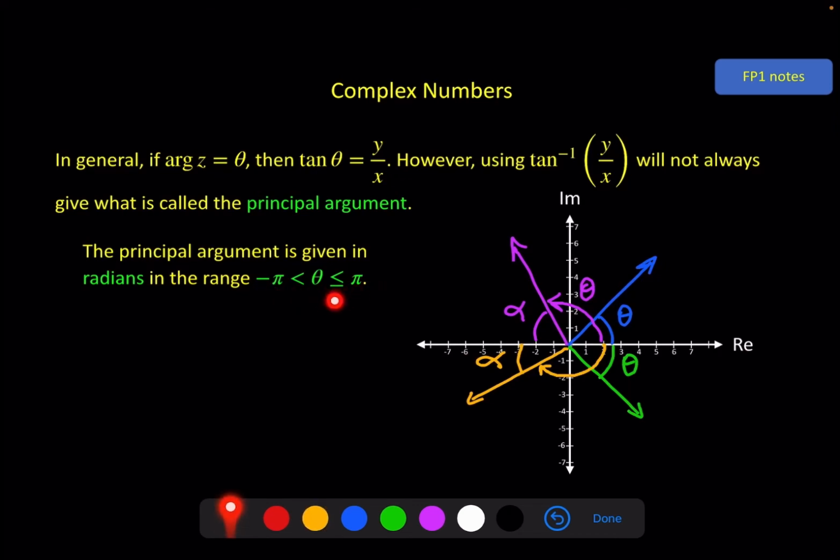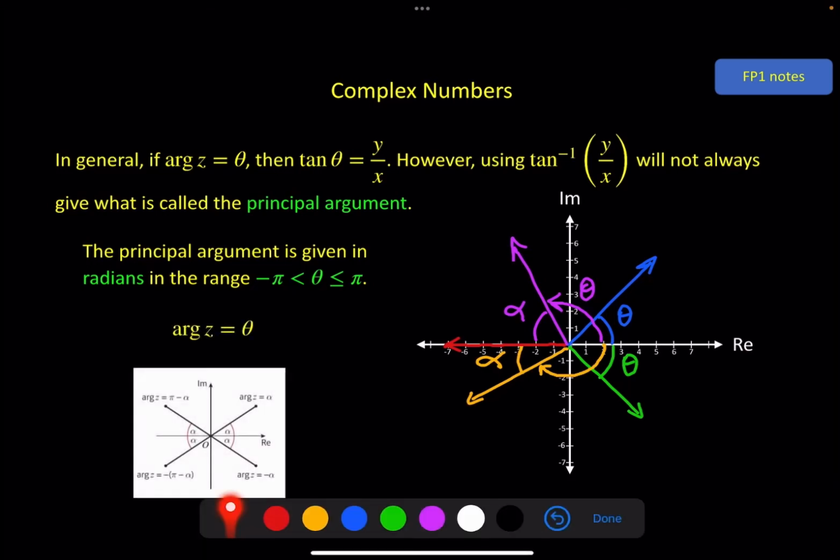And you can see from the inequality symbol here and here that if your number happens to be on the real axis, a negative real number, for example here, then we give that the argument pi, not negative pi. So the argument of z is defined as theta, but you need to be careful which angle you're calling theta in your diagrams. And usually with my students, I urge them to draw a diagram.